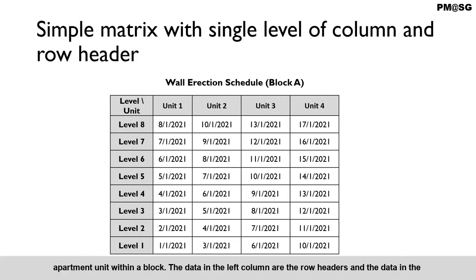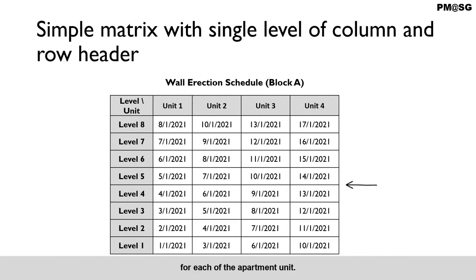unit within a block. The data in the left column are the row headers and the data in the top row are the column headers. The date stated can be the target completion date for the task for each of the apartment units.